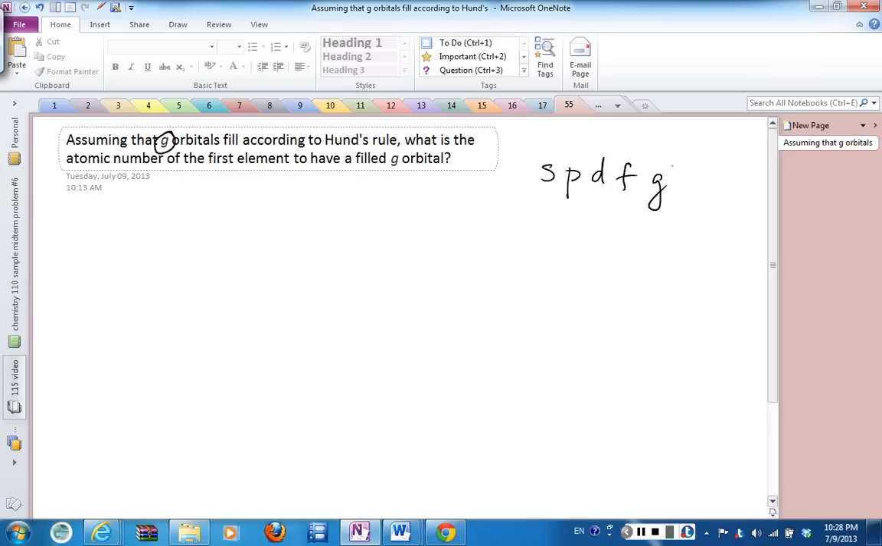We can always dream that we can find more elements or eventually make more elements along the periodic table, and if everything followed Hund's rule, what would it be like to have a filled g orbital? What element number would that be? Okay, so how do we do that?